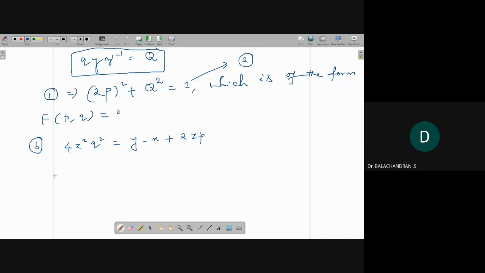Solution. Here we can write this as (2zq) whole square minus 2zp equal to y minus x. Okay, wow. So now, what is the value you can find from here? What is the value you get from here?